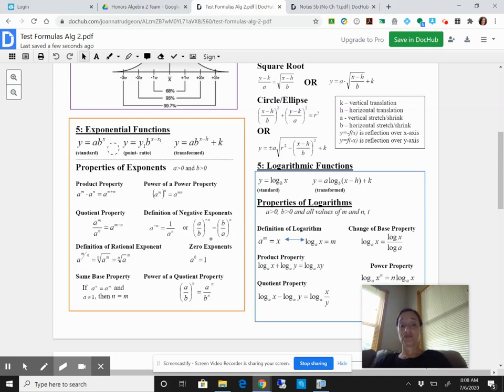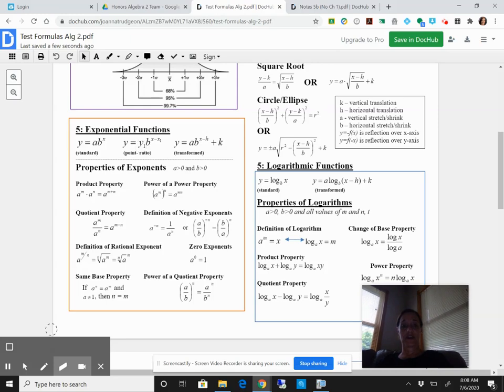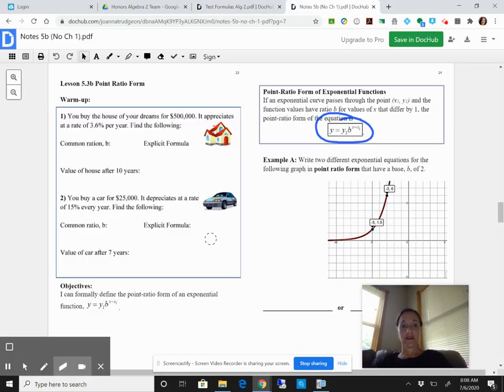Now, point ratio form, we'll get a little more involved with it, but it's like point slope form for a line. It's a way to write an equation of an exponential equation if you know one point and you know the common ratio. So that's kind of what's going on with that. So let's go back here.